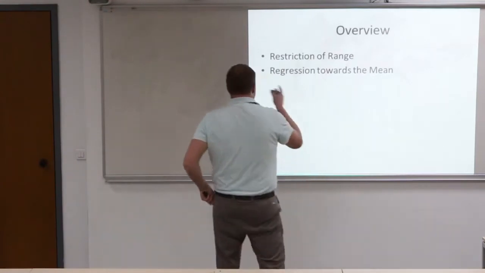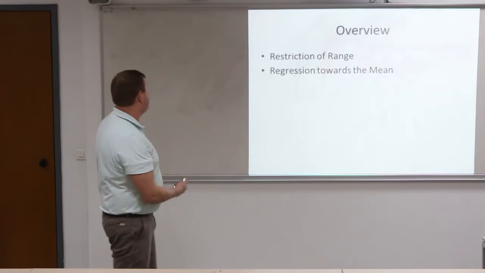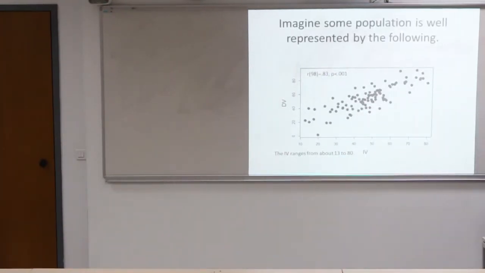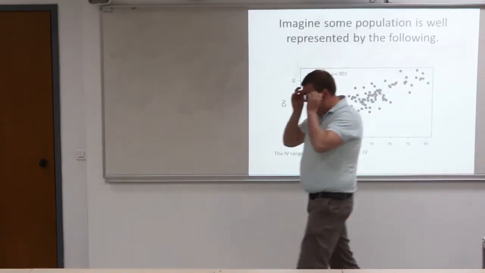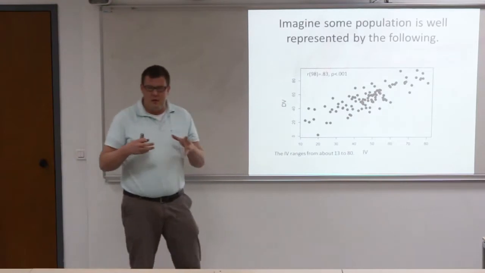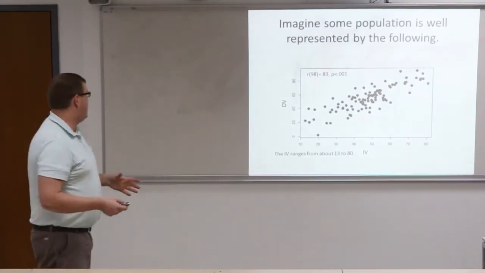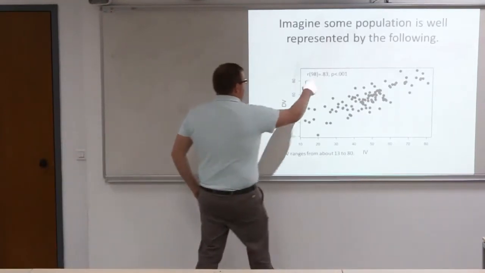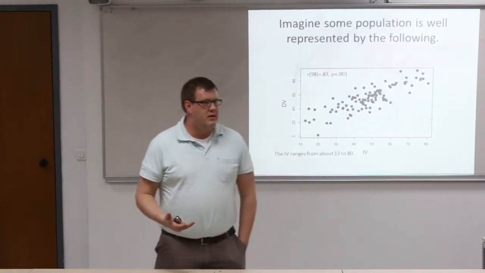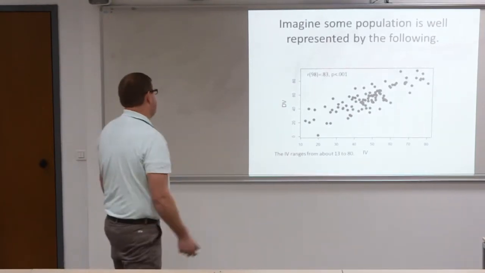So we're going to talk about two ideas. One is restriction of range, and the other has to do with regression towards the mean. Let's start with some population. Imagine that we have a sample that pretty accurately represents that population, okay? With this sample, we had a correlation of 0.83, which is a strong positive correlation, and it's highly significant.